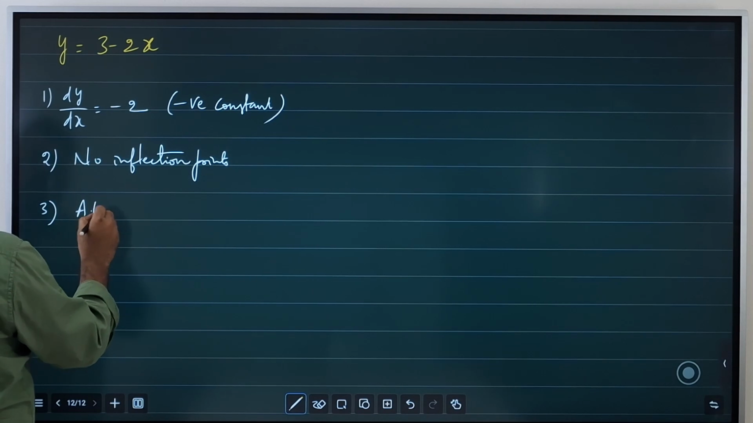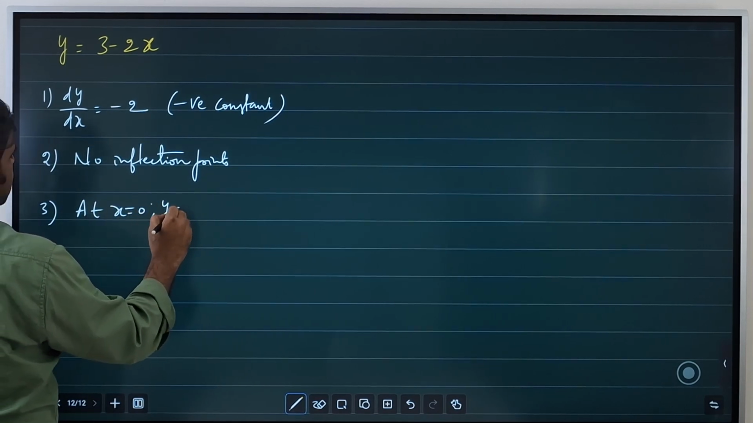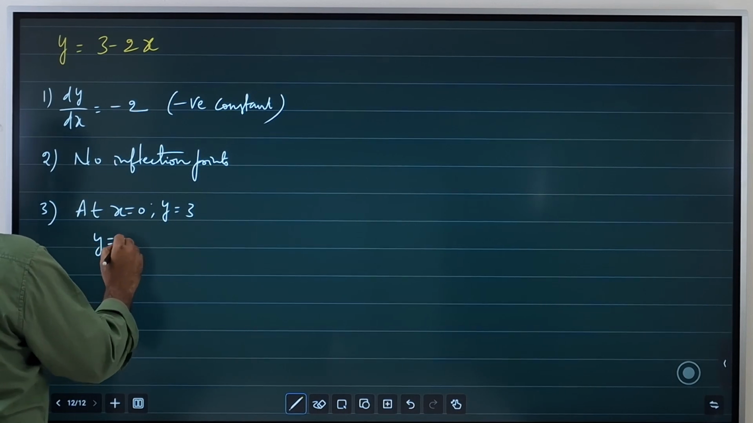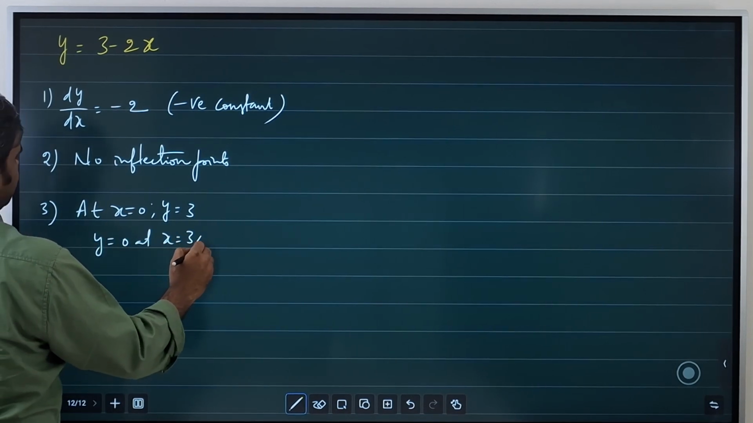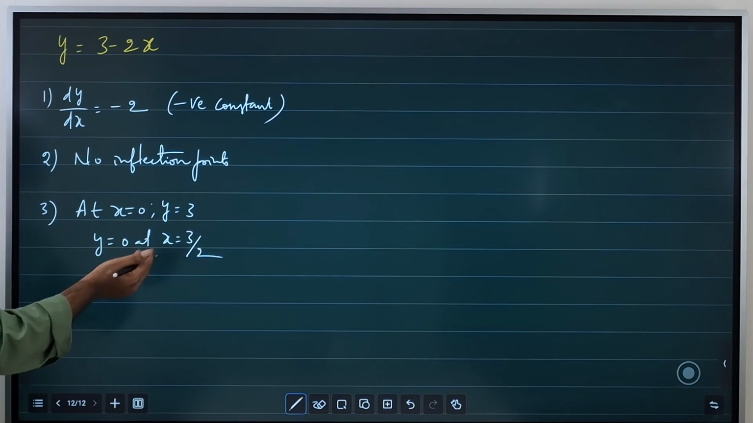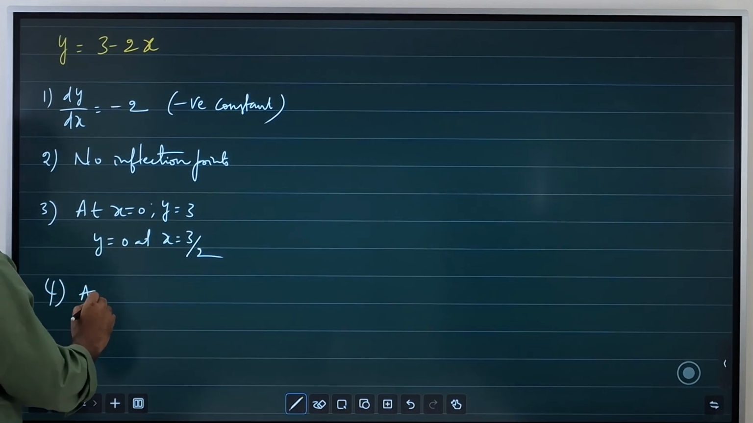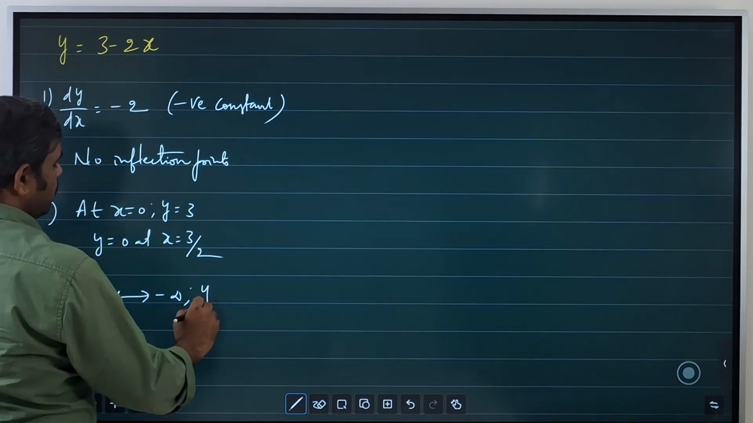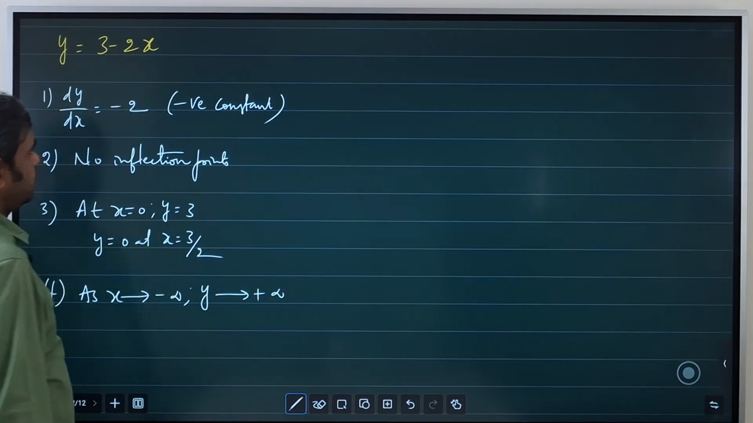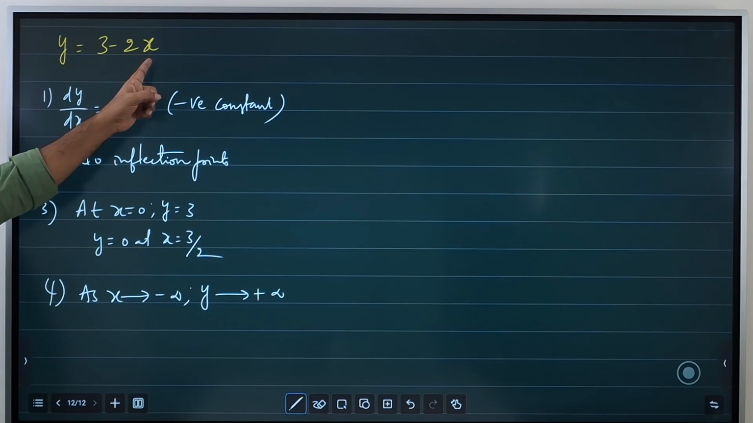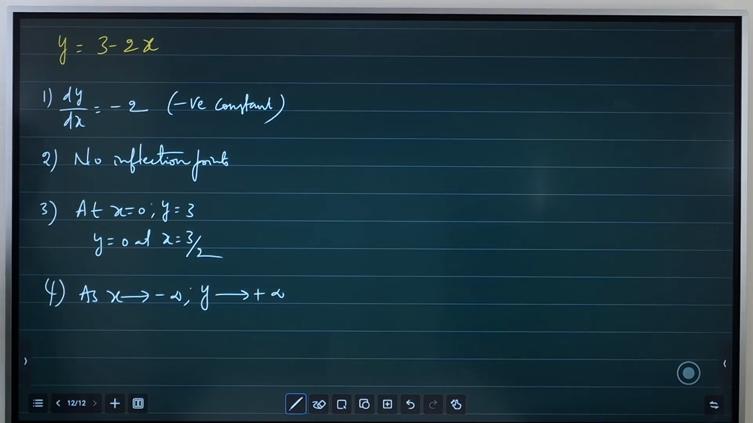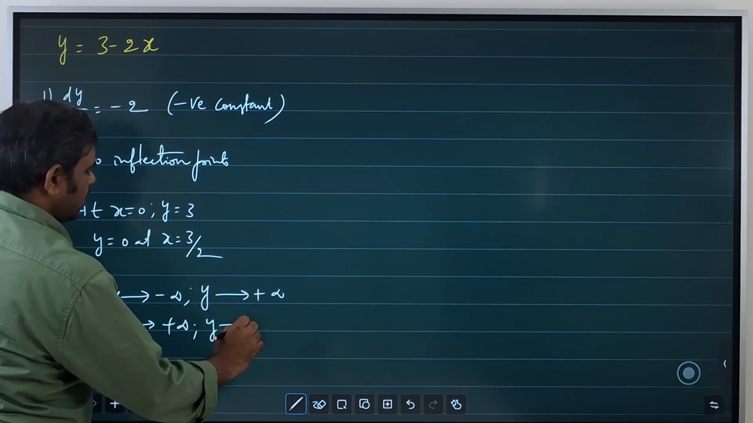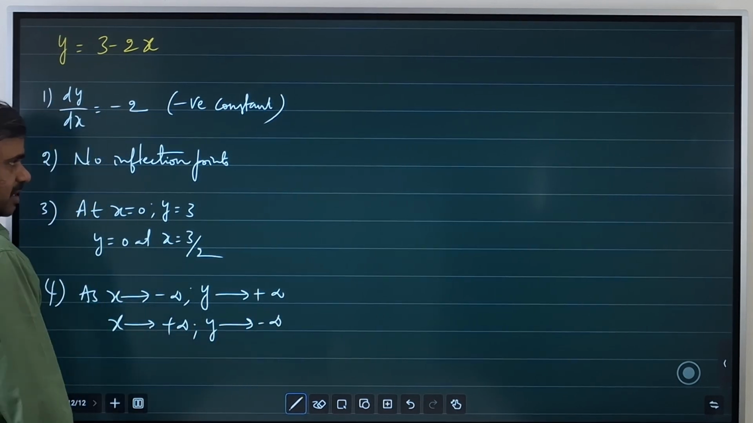And when x becomes 0, y is equal to 3, and y is equal to 0 at x is equal to 3 by 2. Okay, x and y intercepts. As x tends to minus infinity, y tends to plus infinity. For large negative values of x, y becomes a large positive value. And similarly, as x tends to plus infinity, y tends to minus infinity. Now draw the graph.